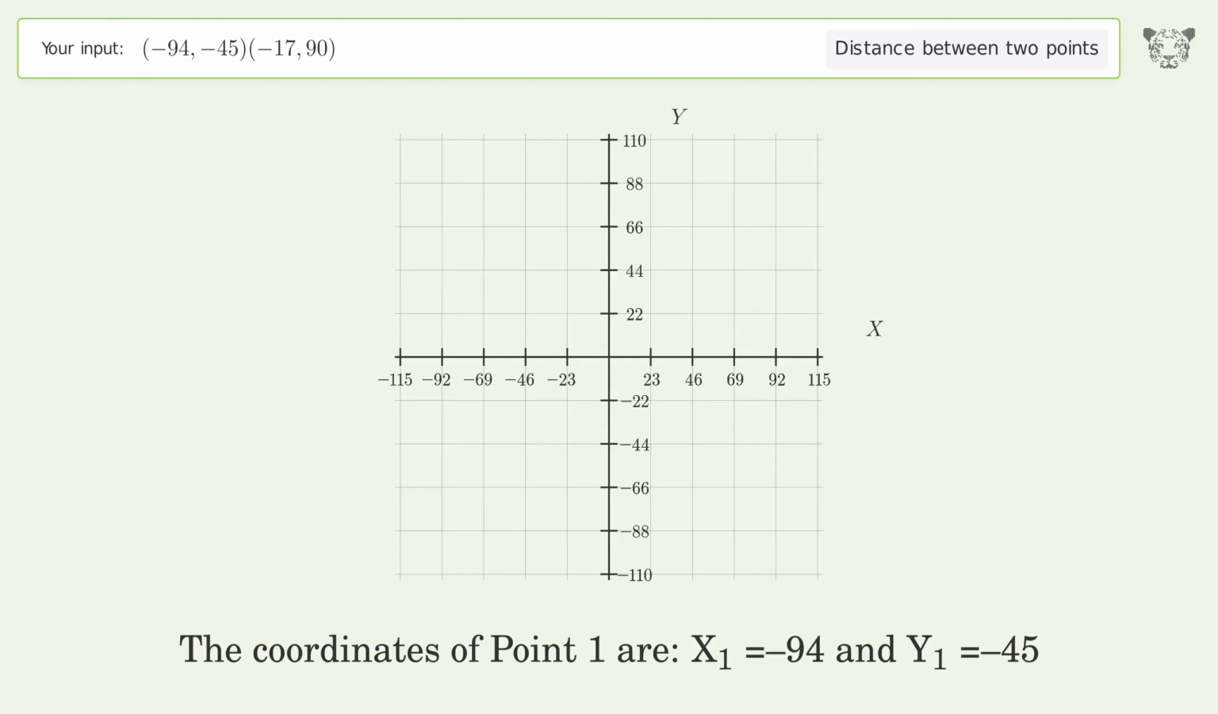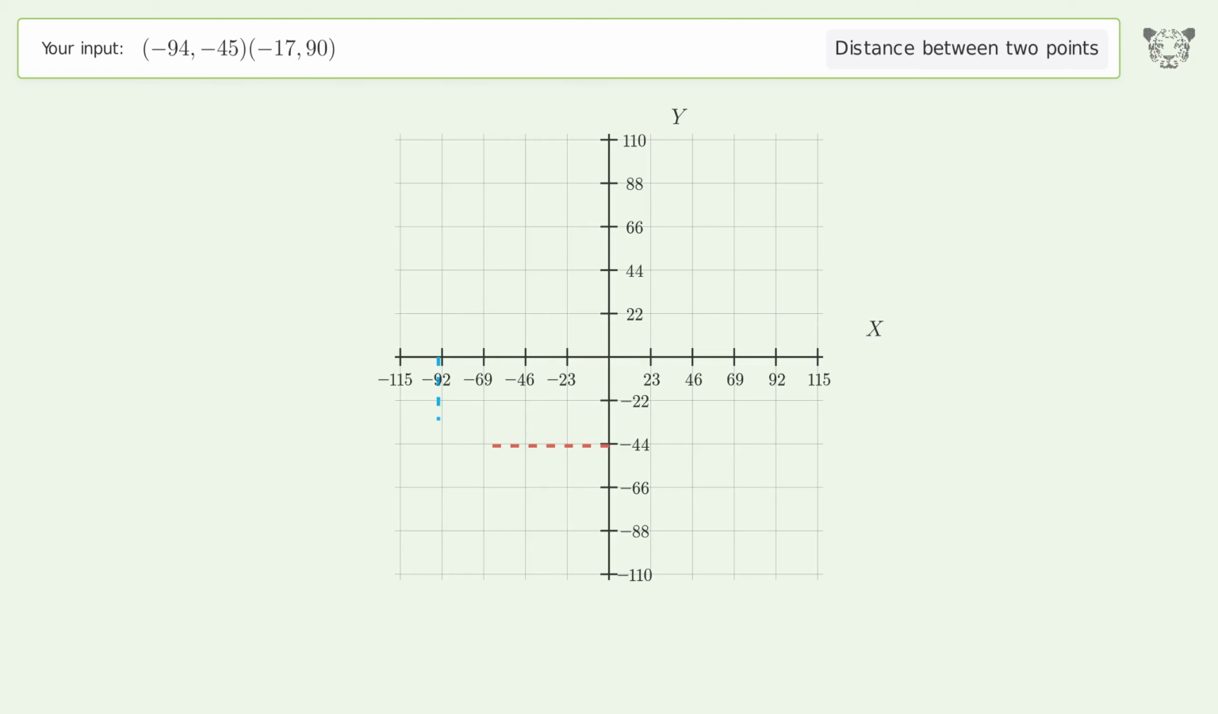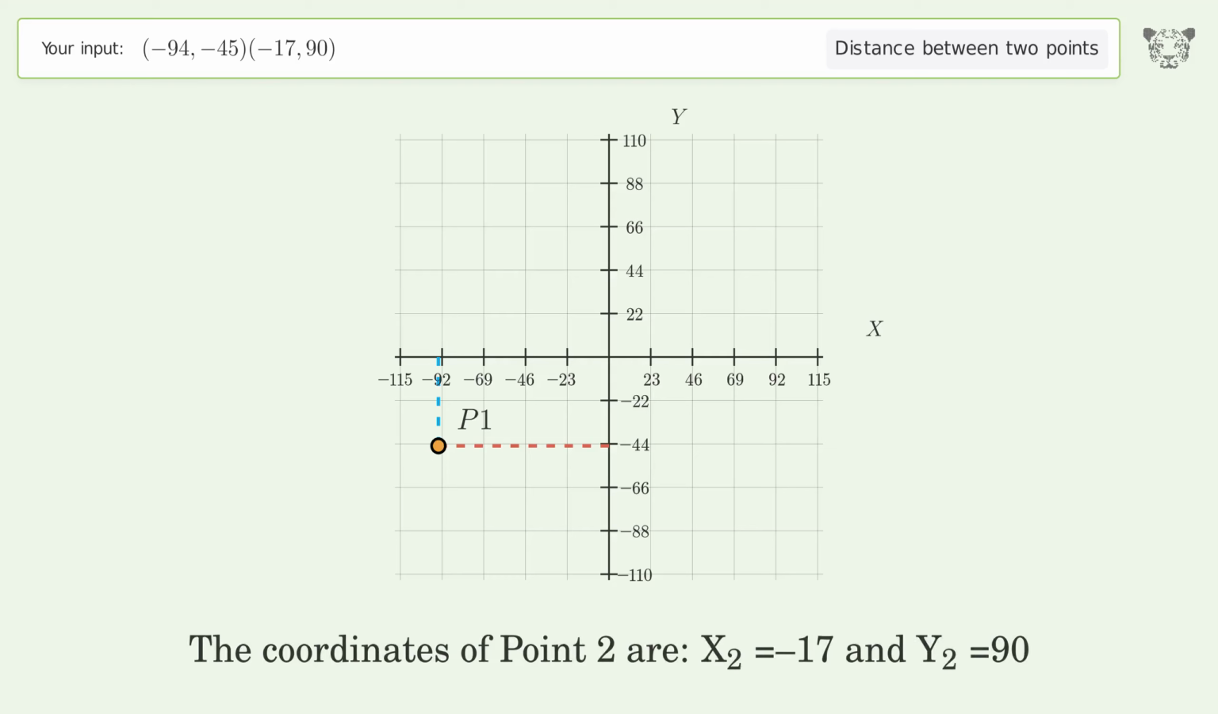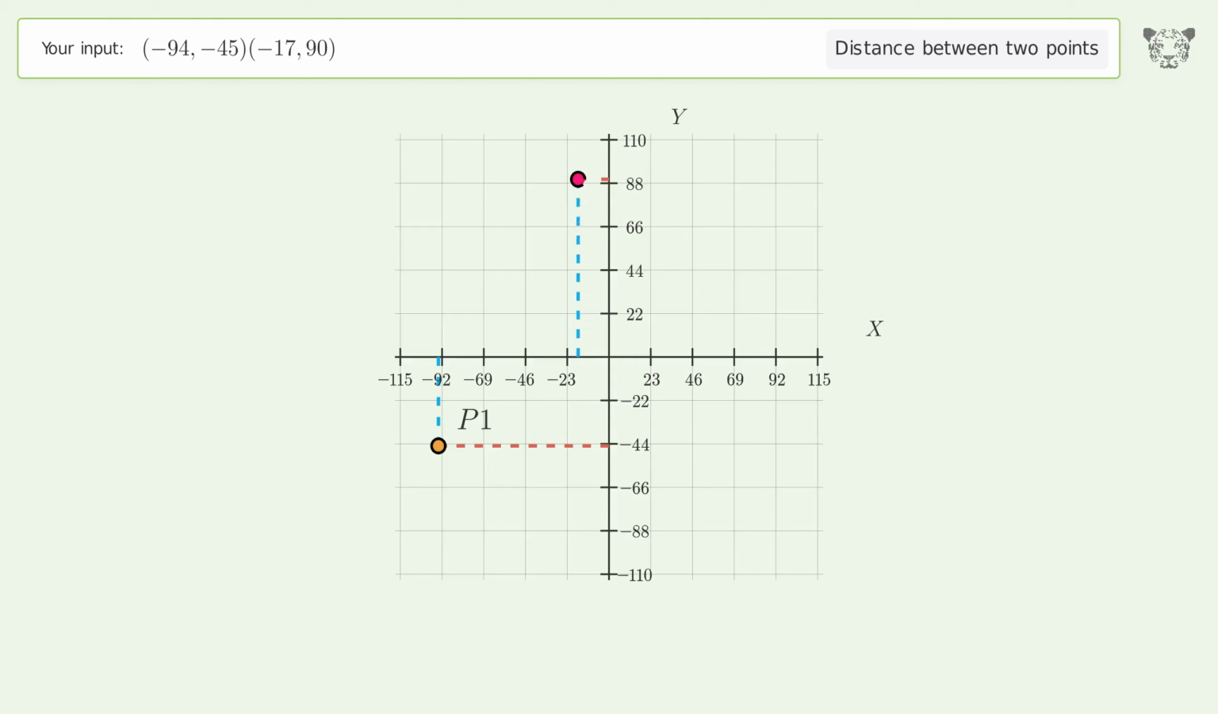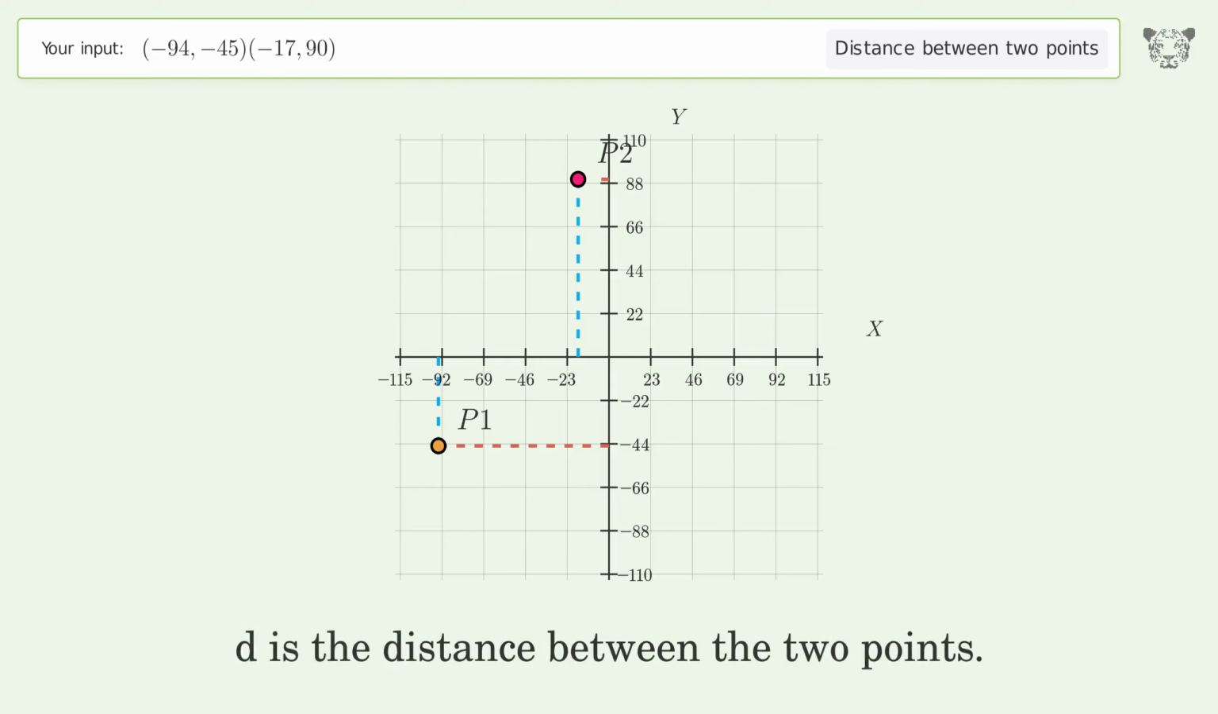The coordinates of point 1 are x1 equals -94 and y1 equals -45. The coordinates of point 2 are x2 equals -17 and y2 equals 90. D is the distance between the 2 points.